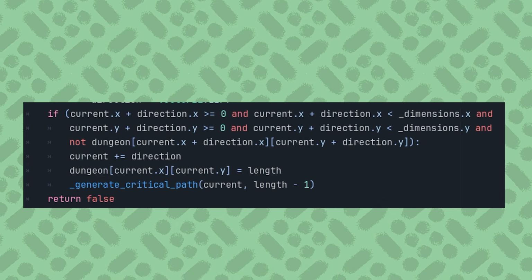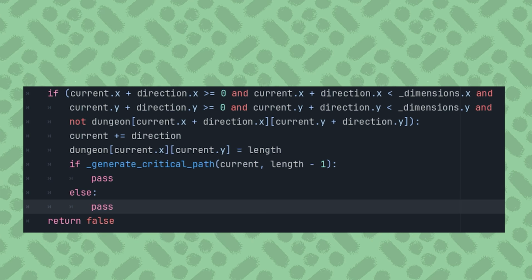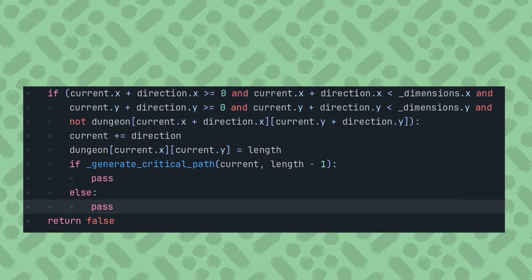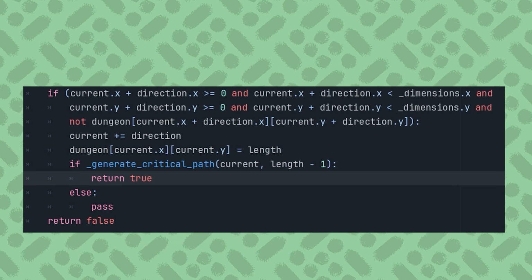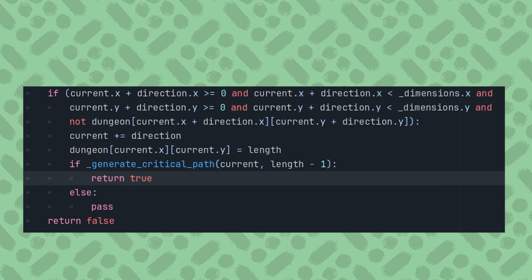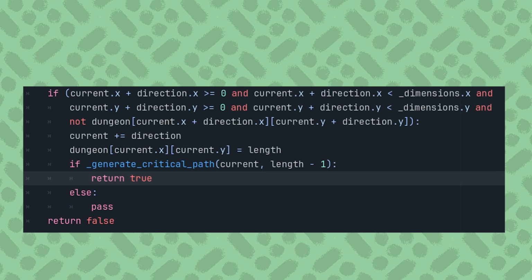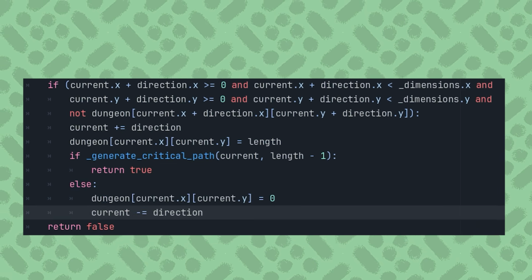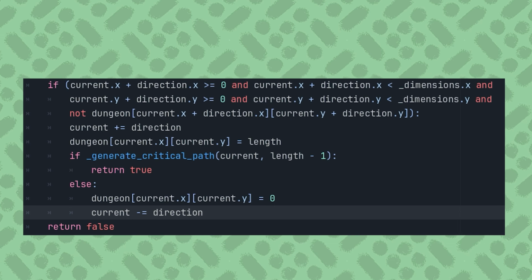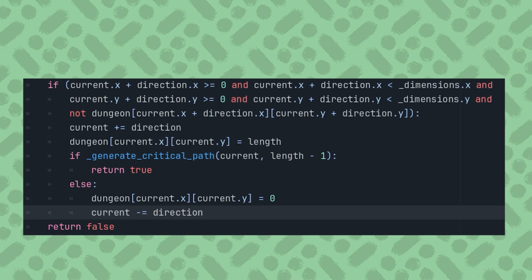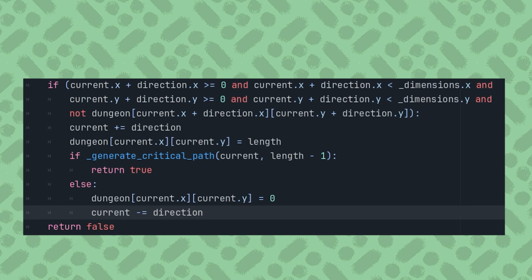Changing the return type of this function to a boolean, we can put its function call in an if statement and respond to the return of true or false, success or failure. If the function returns true, that means the critical path is complete, and we can also return true. But if it returns false, that means the critical path failed at some point, and we need to reverse the changes we made here, setting the value in the dungeon array back to 0 and subtracting direction from current.